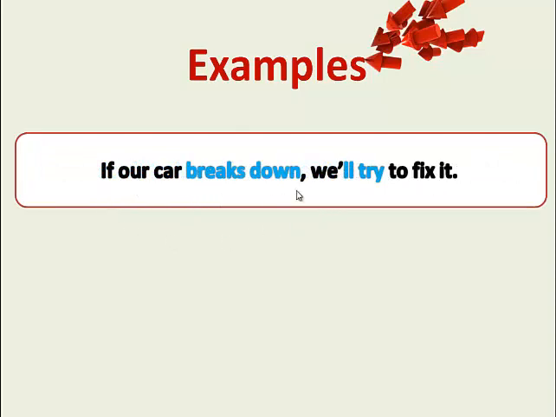So in the if clause here, the verb is in the simple present. And notice that it carries the singular marker, the letter S at the end, because the verb has to agree with the subject. If our car is a singular noun, that's why we need to put an S at the end of the verb break. If our car breaks down, we'll try to fix it. This is the short form of we will. We can use the short form we'll try to fix it.